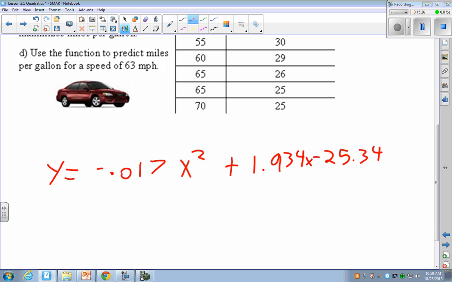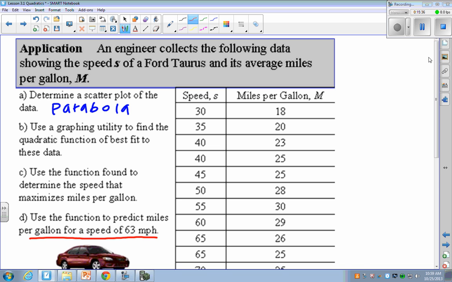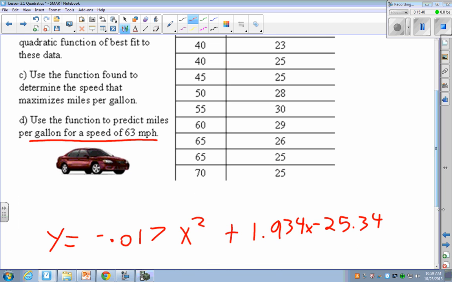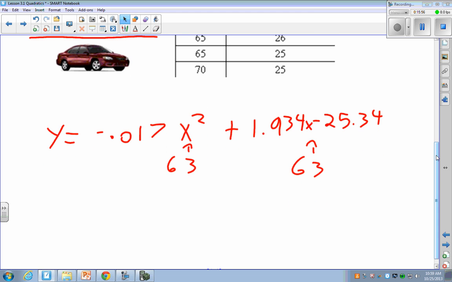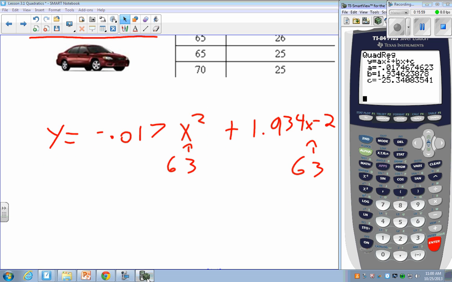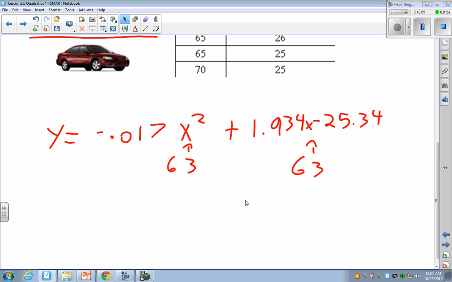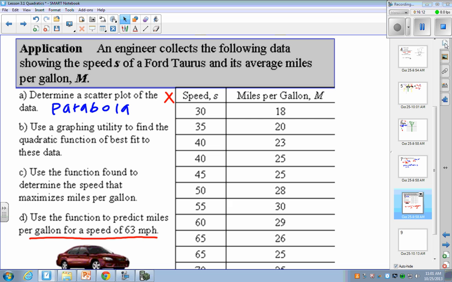Now the last question asked us to predict the miles per gallon for a speed of 63 miles per hour. So our speeds were our x value, right? So what we'll end up doing is throwing 63 in for all of our x's. Now this I would expect you guys to throw in a calculator, but obviously if you do it by hand, that's just extremely impressive. So go ahead and pause the video and do it. Okay, so when I plugged it into the calculator, I ended up getting 29.029.